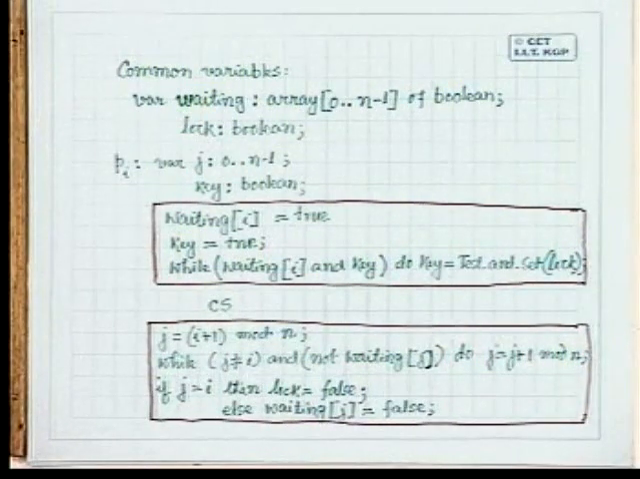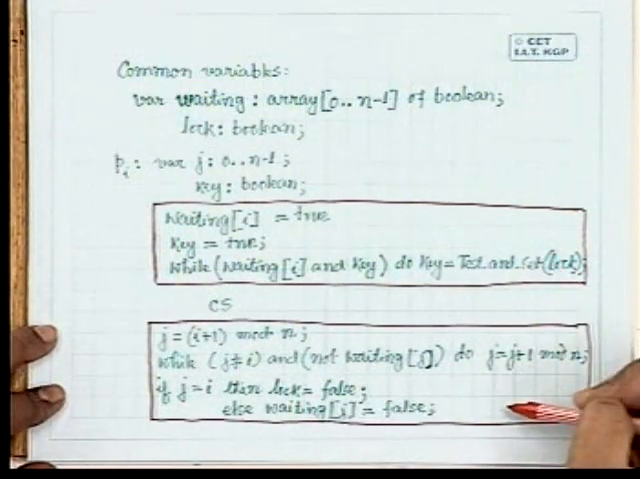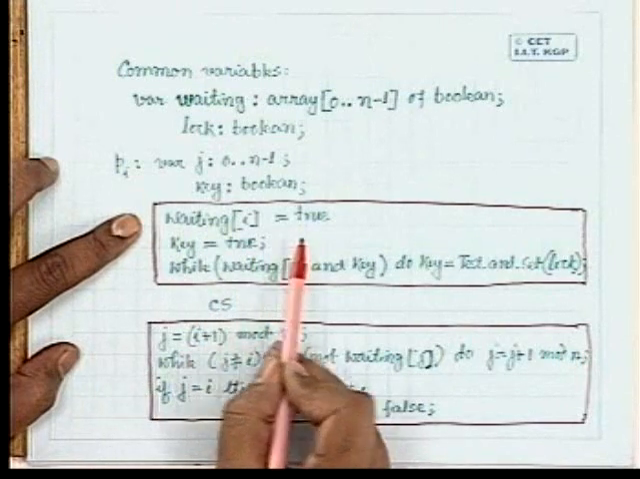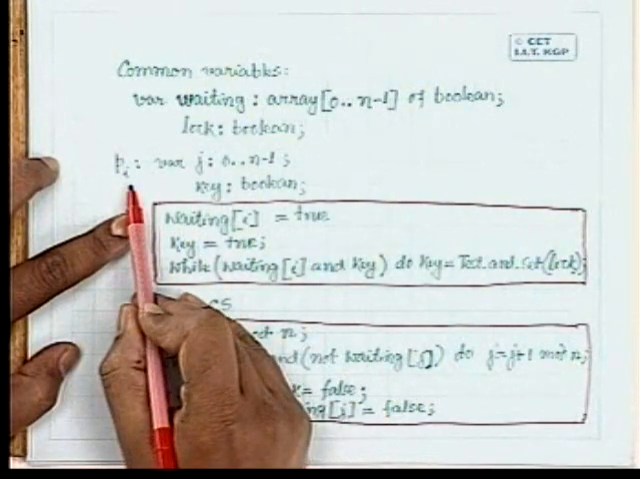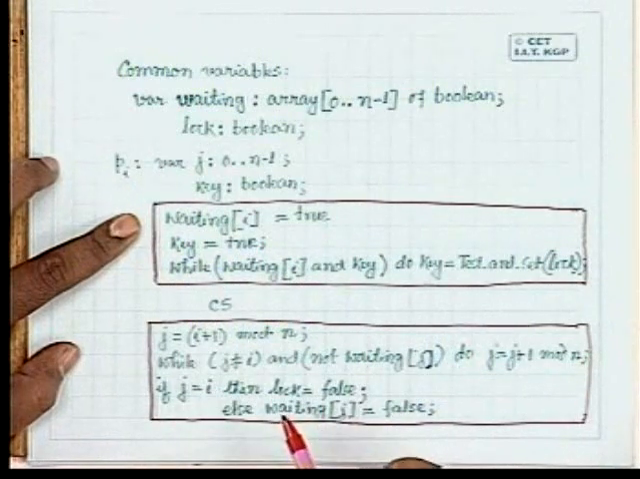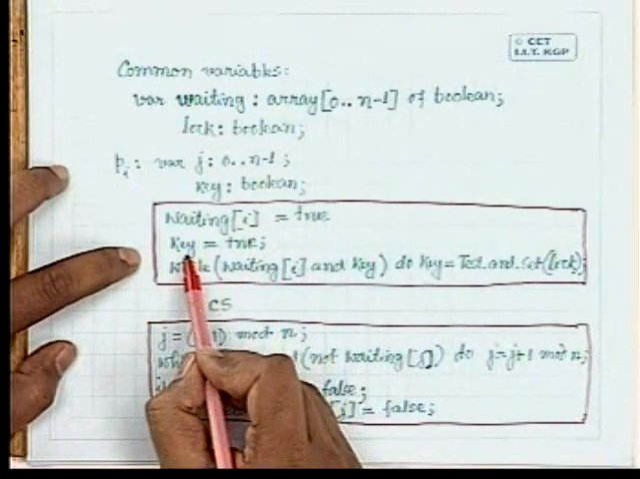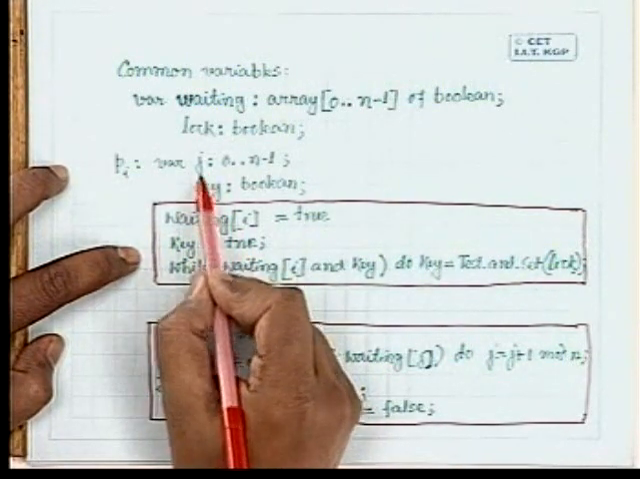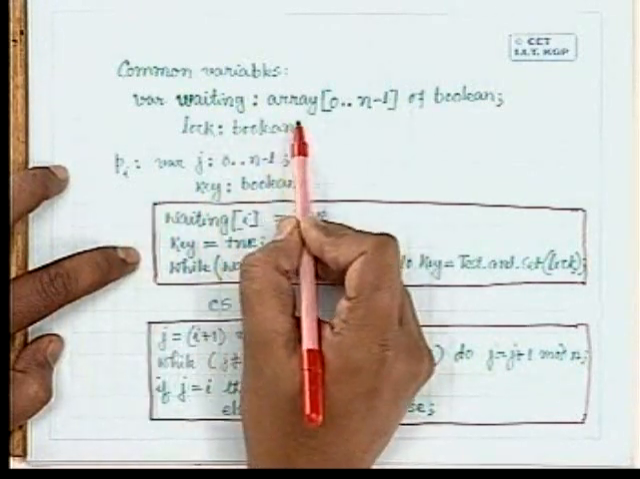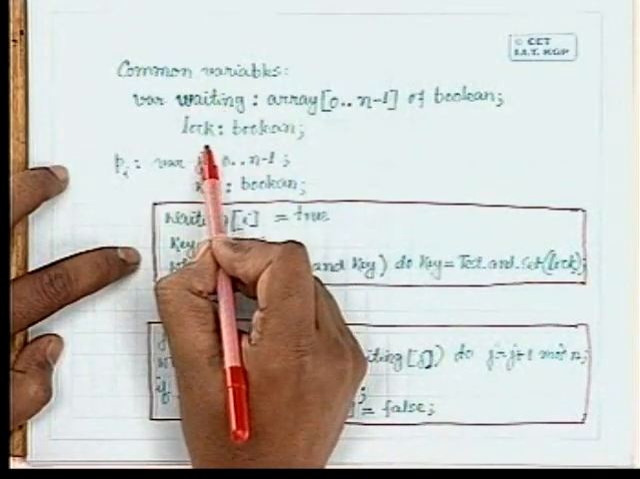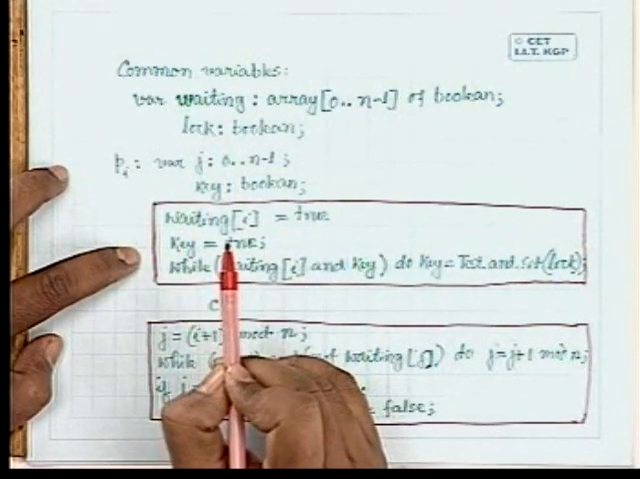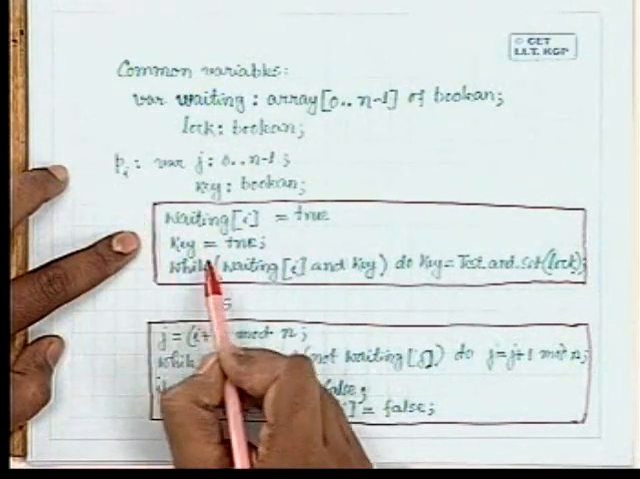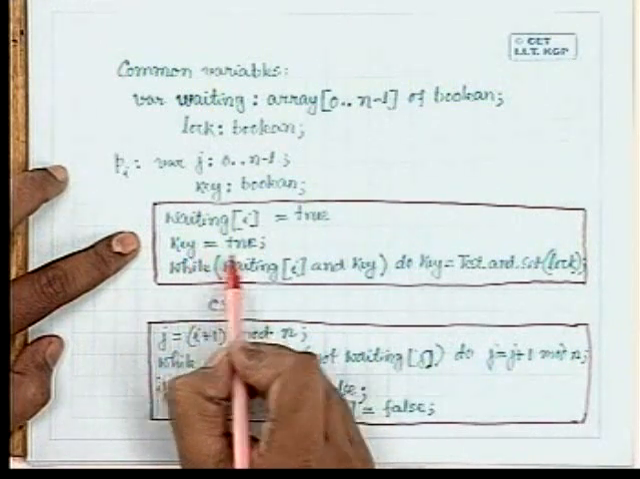So as before, we have the entry section and the exit section. In the entry section, what process i does is it sets waiting[i] equal to true, indicating that process Pi is waiting to enter the critical section. Then it sets its local variable key equal to true. So these two variables j and key are local to process i, whereas the array waiting and the variable lock are the global or common variables.